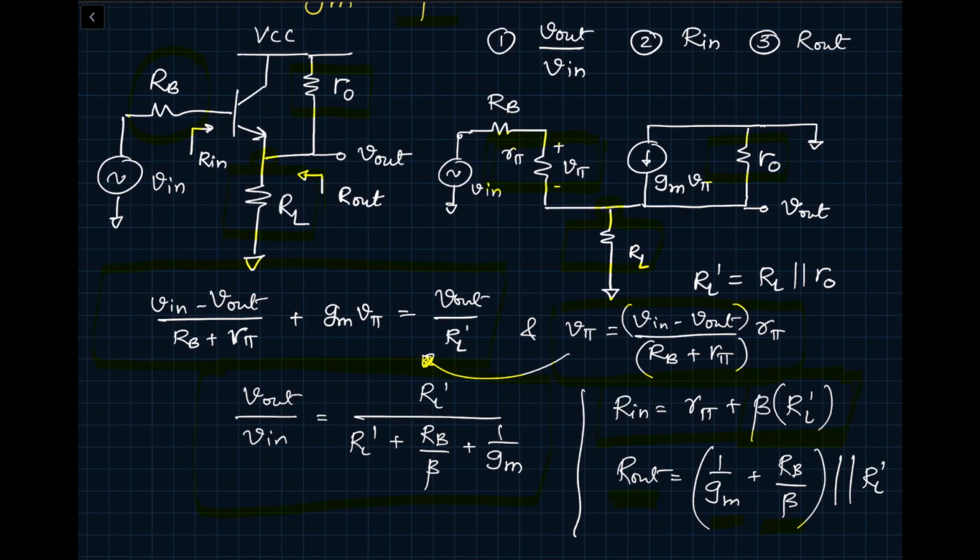For example, one rule of thumb is that any resistance at the base will get divided by the beta of the transistor when we are looking at it from the emitter point of view. And any resistance at the emitter looking outward will get multiplied by beta, which is what we saw over here. So that's the rule of thumb that we come back with. Let's go through one example so that all these things become very clear.